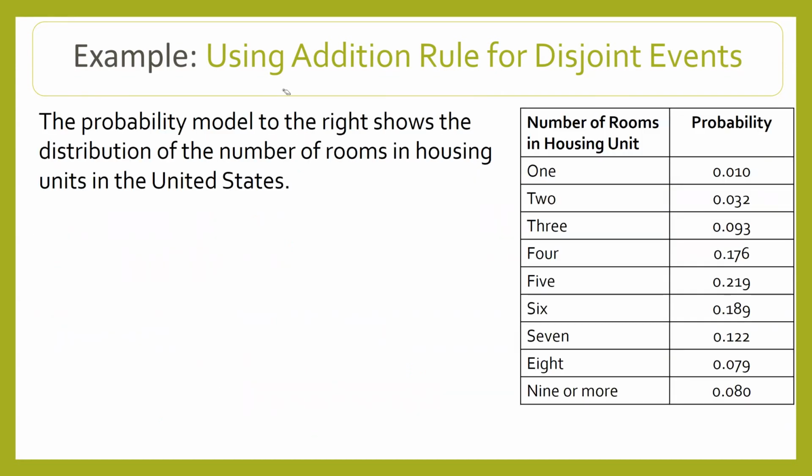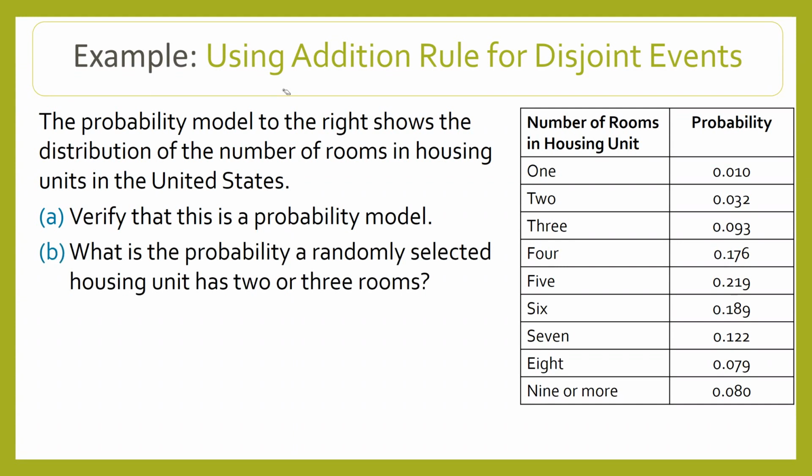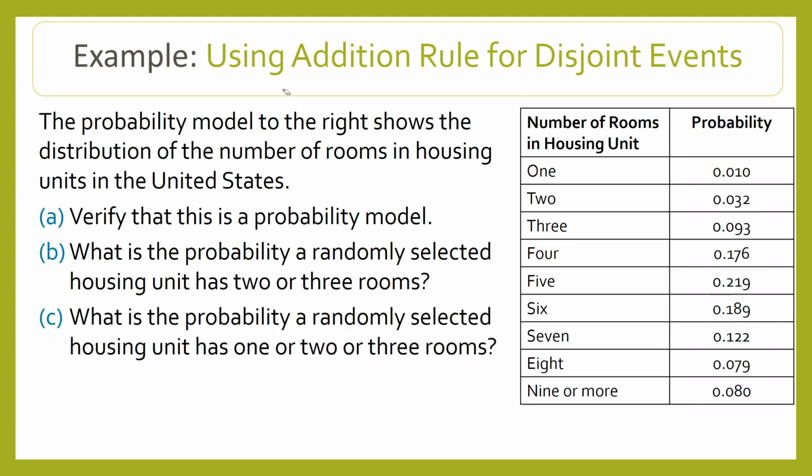All right, another example. The probability model to the right shows the distribution of the number of rooms in housing units in the United States. Verify that this is a probability model. What is the probability a randomly selected housing unit has 2 or 3 rooms? What is the probability a randomly selected housing unit has 1 or 2 or 3 rooms?